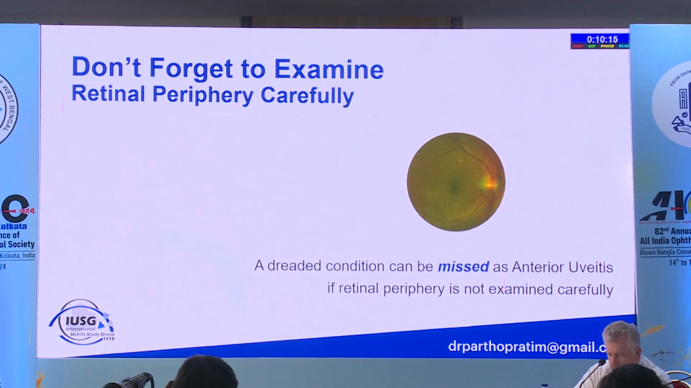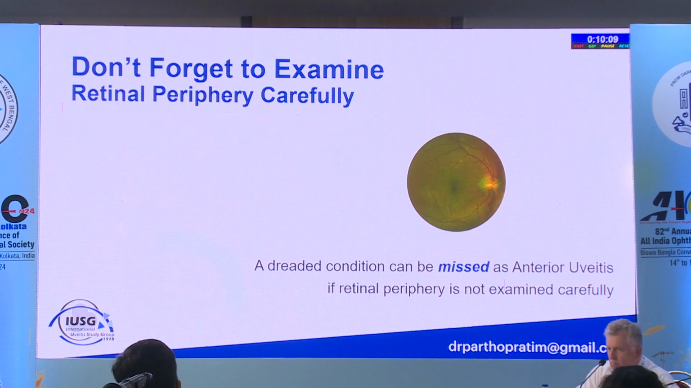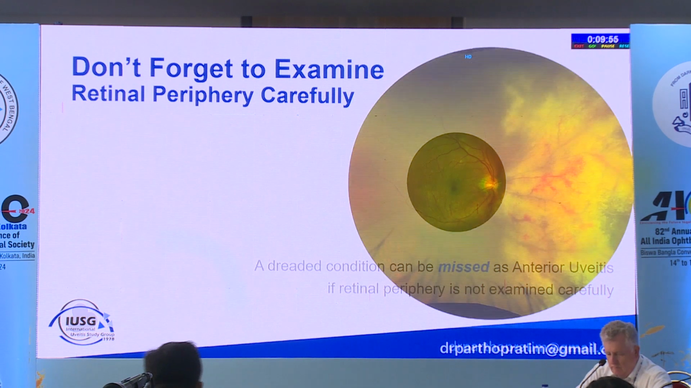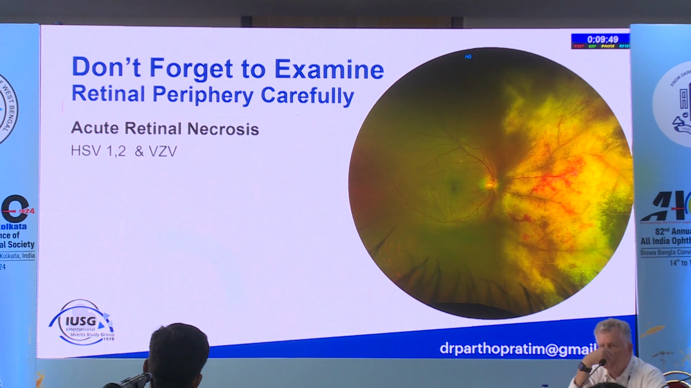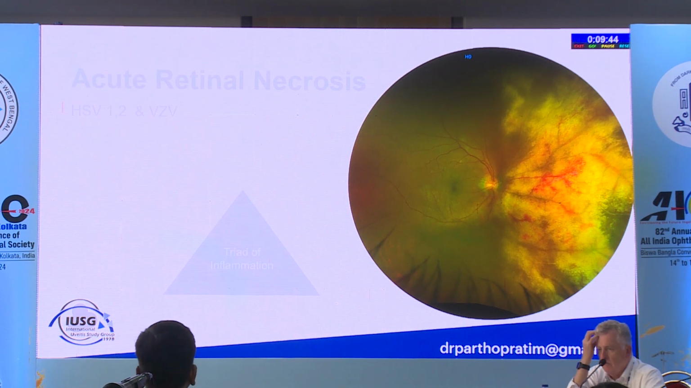Now, I know many ophthalmologists in India do direct ophthalmoscopy. One thing you have to realize: if you are not doing indirect ophthalmoscopy, sometimes you can miss things. Sometimes you can treat a viral posterior uveitis only as an anterior uveitis and miss dreaded conditions like this patient. If you don't examine the periphery, you can miss acute retinal necrosis, which is mostly caused by the herpes virus: herpes simplex 1, 2, and varicella zoster.